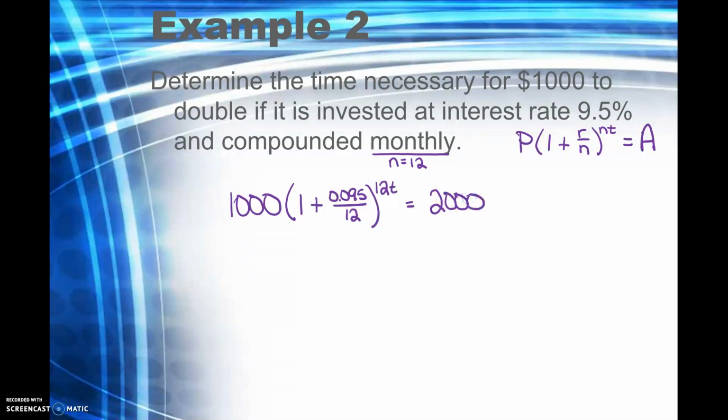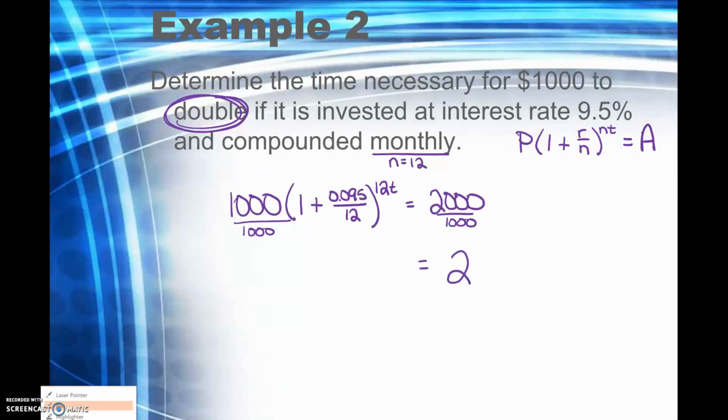$2,000. If you're doing problems like this where it's asking you how long does it take for something to double, you really don't need the P and the A, because your first step is going to be to divide both sides by 1,000, and 2,000 divided by 1,000 is 2. So all you really need in this formula, if you're doing the doubling problem, is the stuff raised to the exponent, and then on the other side it'd be equals 2 because you're trying to make your amount double.